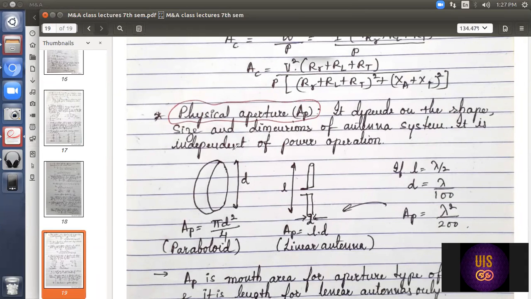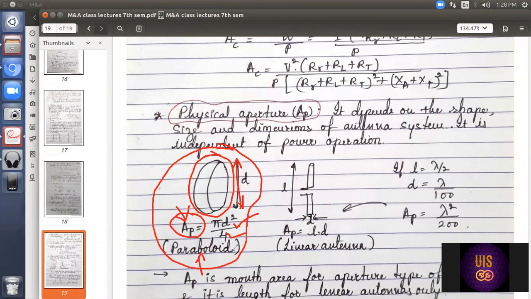That is physical aperture. As an example, you can see here it is the paraboloid type of antenna. This is the shape paraboloid, wherein this is the distance d. The physical aperture is given by pi d square divided by 4. This is the physical aperture for paraboloid. One more example is given here, linear antenna. It looks somewhat like this. With many of the arrays like this. For this, if this is the length L and this thickness is d, L into d will give you the physical aperture of this antenna.